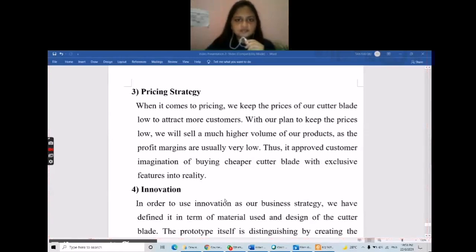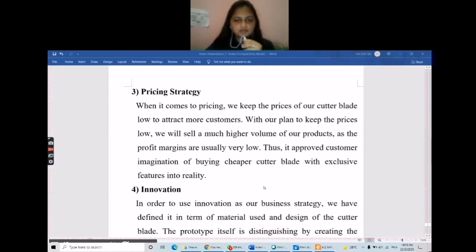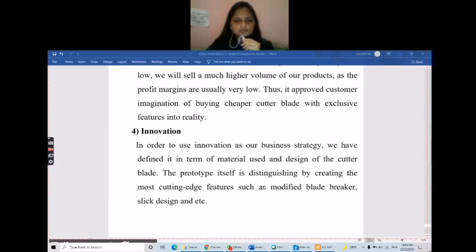For the pricing strategy, we keep the prices of our cutter blade low to attract more customers. To keep the price low, we will sell a much higher volume of our product as the profit margins are usually very low, and thus it turns customers' imagination of buying a cheaper cutter blade with exclusive features into reality. The first one is innovation.